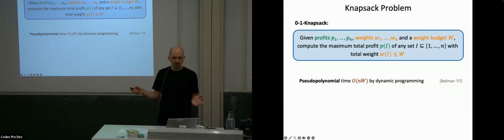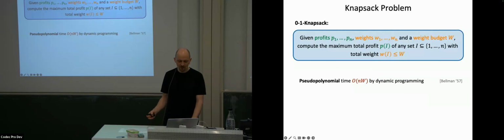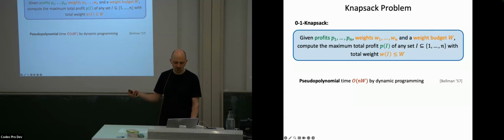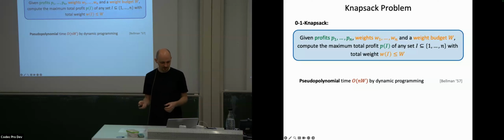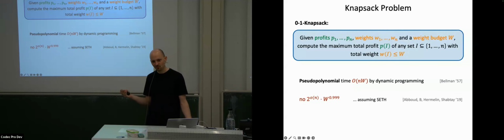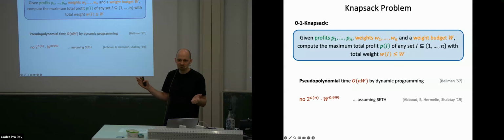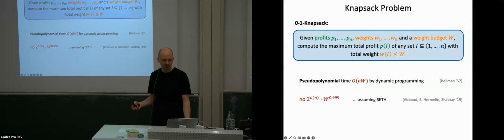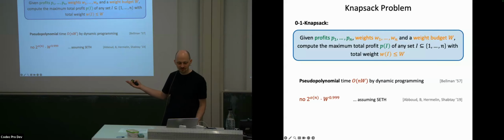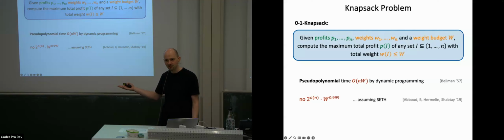All right, so what do we know about it? Most certainly, we all know that one can solve it with dynamic programming in pseudo-polynomial time n times W, number of items times weight budget. There have been a couple of lower bounds that show that this running time is likely close to optimal. So for example, if you want sublinear dependence on the weight budget, then you have to pay an exponential factor in n. That's roughly what this lower bound is saying.